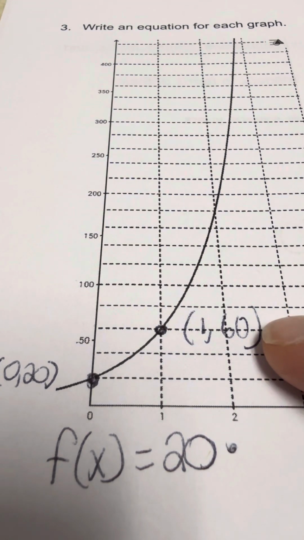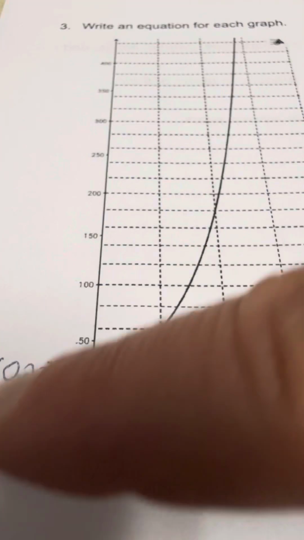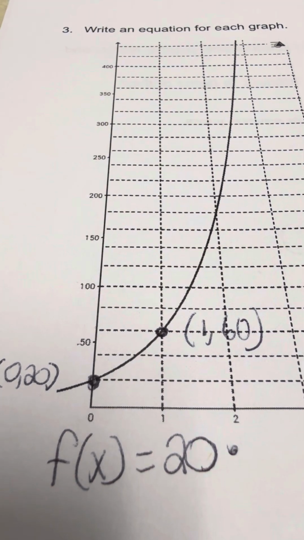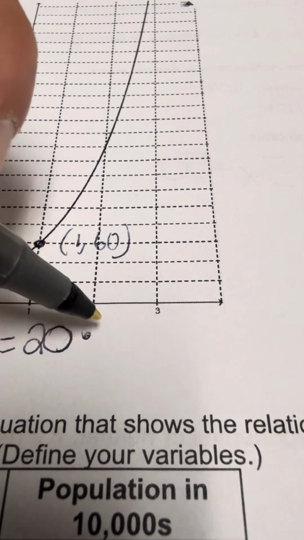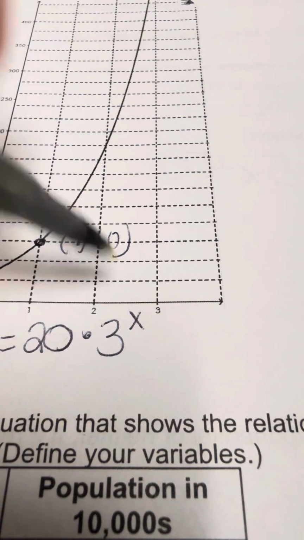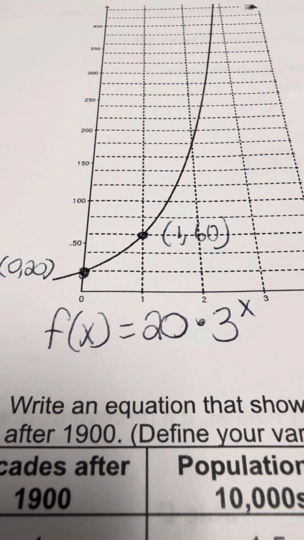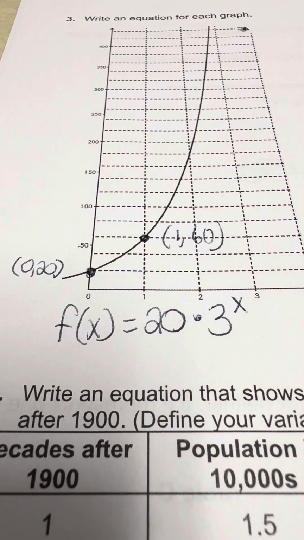So I take the y value of the second number I'm using and divide it by the one right before it, and that will give me my growth factor, which is 3. So then we're going to have times 3 to the x exponent. And that would be how I go ahead and do my equation for this exponential function.